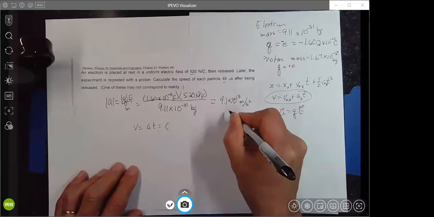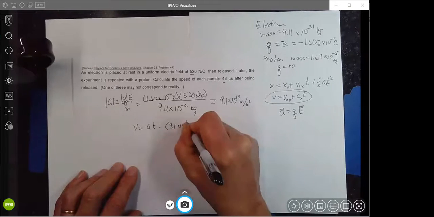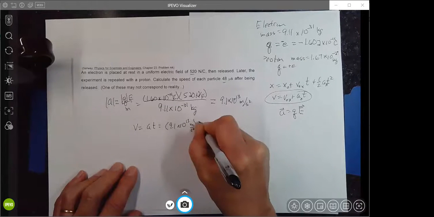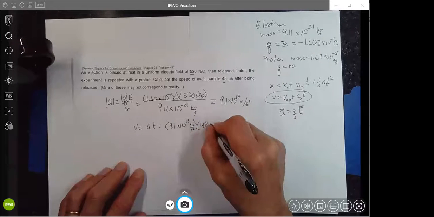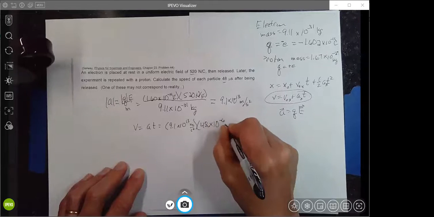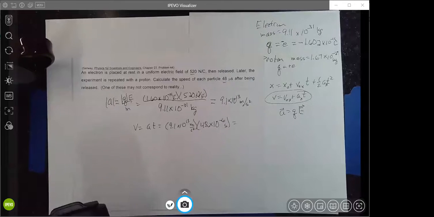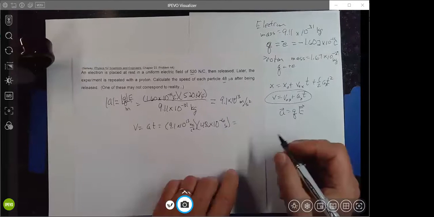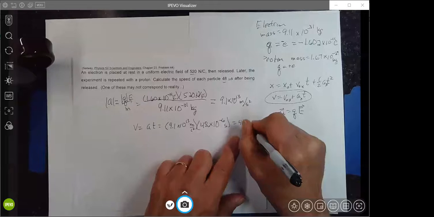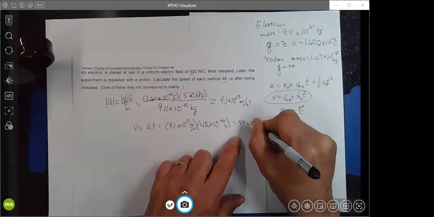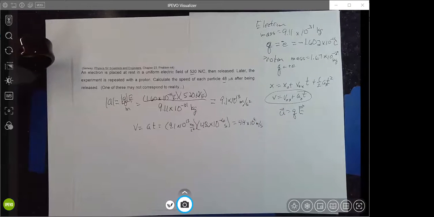And so we'll have 9.1 times 10 to the 13th meters per second squared times 48 microseconds. That's 48 times 10 to the minus 6th seconds. So let's see what we get here. Great. Let's see, 4.4 times 10 to the 9th meters per second. Any problems? Anyone notice anything about that number? Wouldn't it be greater than the speed of light?